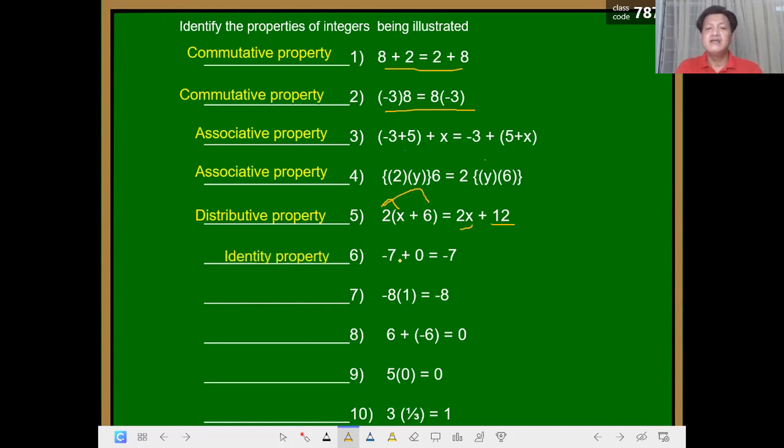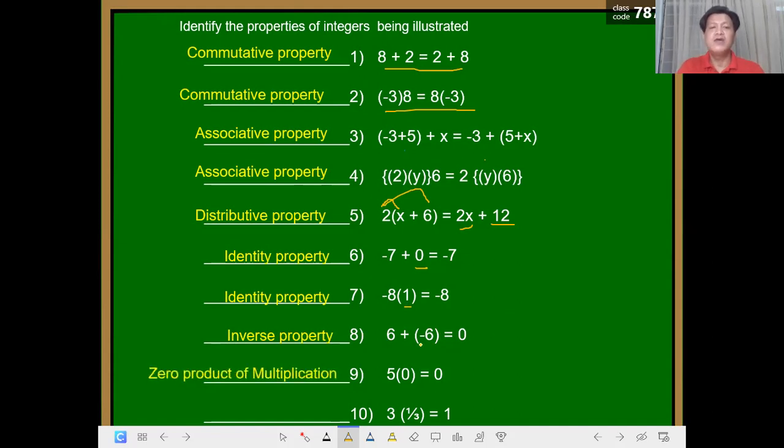Okay, next, number 6. Negative 7 plus 0 is negative 7. Remember, this is identity property of addition, because you added 0. Any number added to 0 is the number itself. Next, number 7. Negative 8 times 1 is negative 8. Identity property of multiplication naman. Whatever you multiply to 1 is the number itself. The number does not change. Okay, number 8. 6 plus negative 6 is equal to 0. If we notice, it is the same number but with different signs, one positive and one negative. So meaning, that is inverse property of addition, or we call this the additive inverse. So let's remember that.